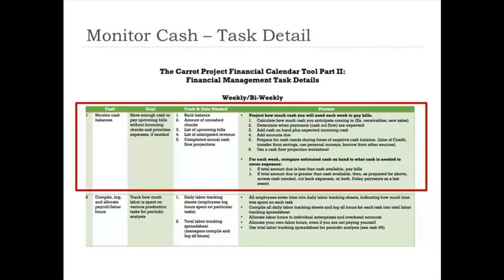The tools and data that you need are listed here, and I'll go into more detail on that in the next couple of slides, as well as the process that you need to go through. And again, I'll go through that in the next couple of slides.